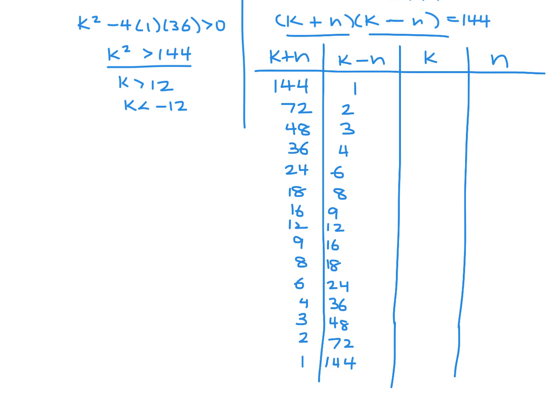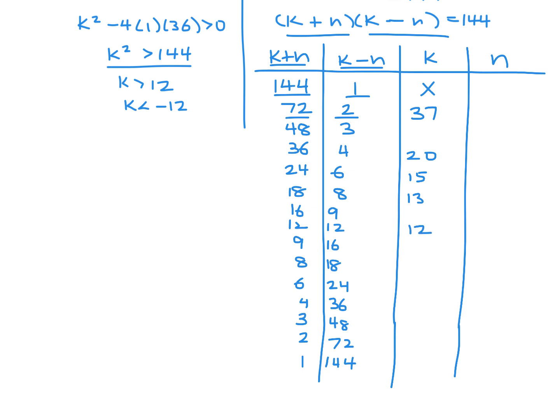All right, so now you can solve this pretty quickly. You can just add these pairs, and when you do, you cancel out the n's, and then you divide by 2. So 145 divided by 2 would be the first one. But remember, they have to be integers, so I'm not going to write it in because that's not an integer. 72 plus 2 is 74, divided by 2, and there you go. You got an integer. So you just solve it like that. And the integer values happen here, here, here, and here.